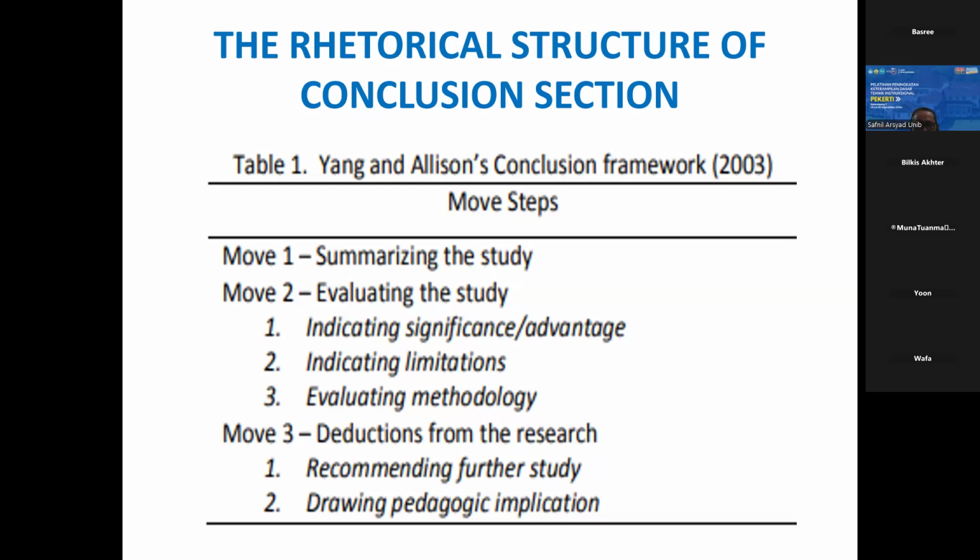For example, this study has a small sample, or this study has used only one method of data collection, only through questionnaire, for example, or this study has a small scope of area, or this study only uses quantitative data, and then we suggest or recommend further study based on the limitation of the study.